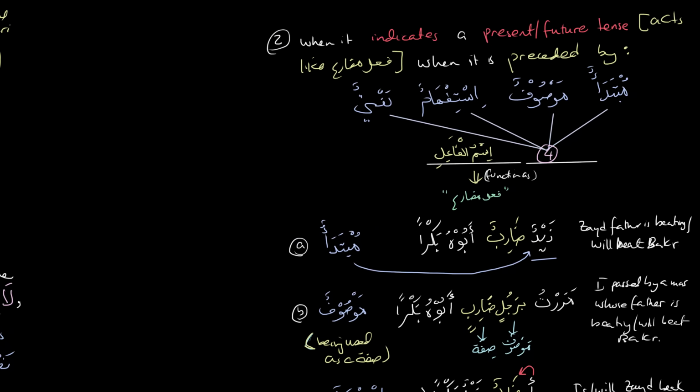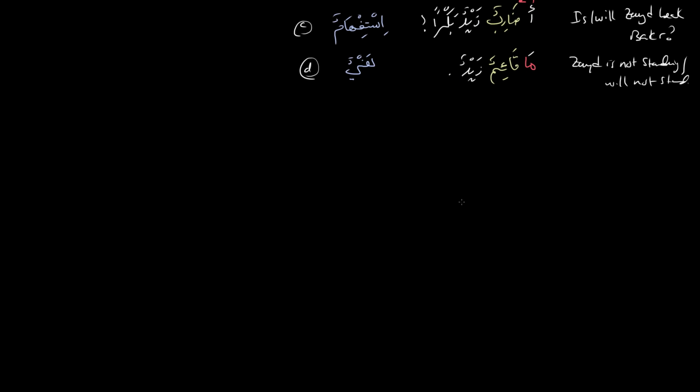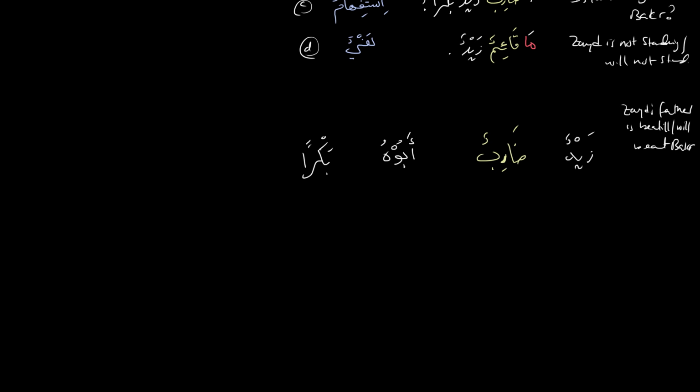So those 4 scenarios, all right? And finally, they analyze that one sentence, which I'll rewrite here. Okay, so here it is. Zaydun daribun abuhu bakran. So now you see, it is preceded by this mubtada here. Daribun is an ism fa'il. Zayd's father, daribun abuhu bakran. So it's like an attention getter. Zayd daribun abuhu bakran. So it's kind of independent. Daribun abuhu bakran. His father is beating or will beat Bakr. Okay, so how do we do the tashkil with this?